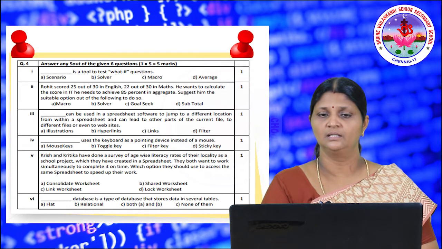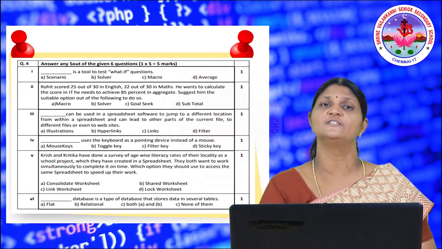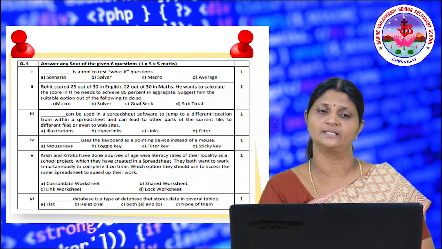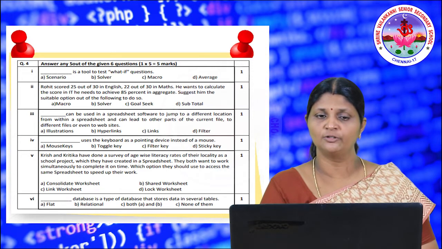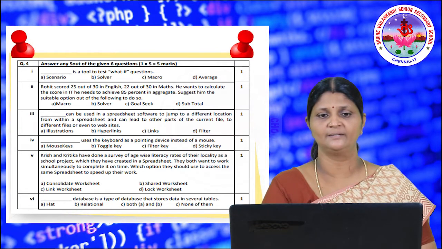Fourth question. So here also we are going to have 6 questions, out of which 5 are to be answered. So first question in fourth. Dash is a tool to test what-if questions. Scenario, solver, macro, average. Scenario is the correct answer.